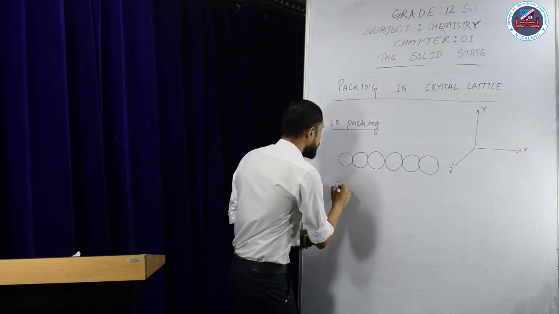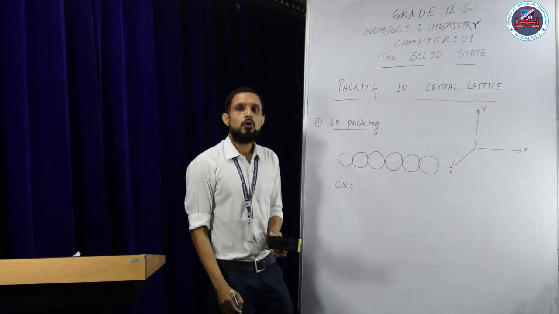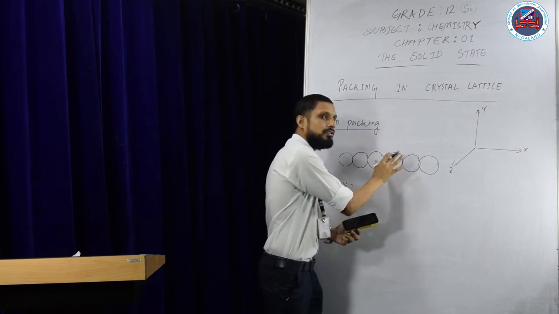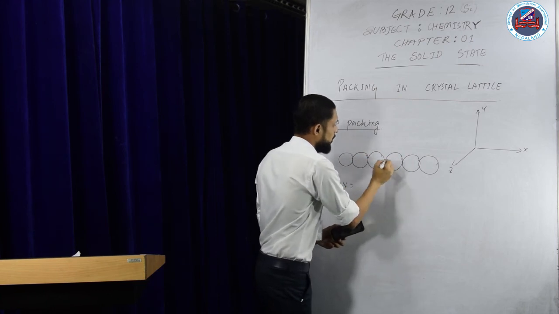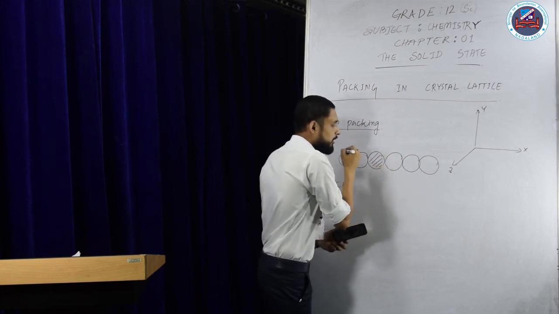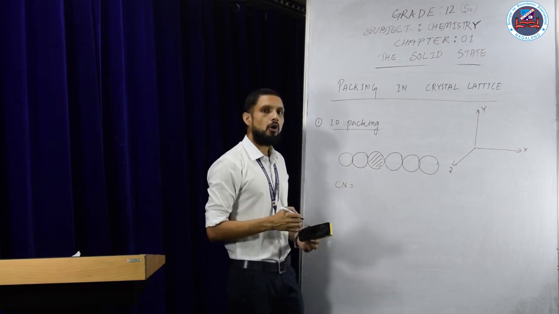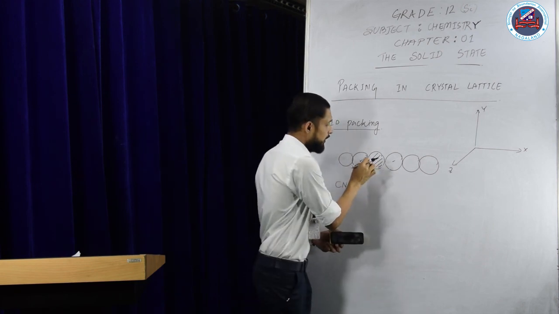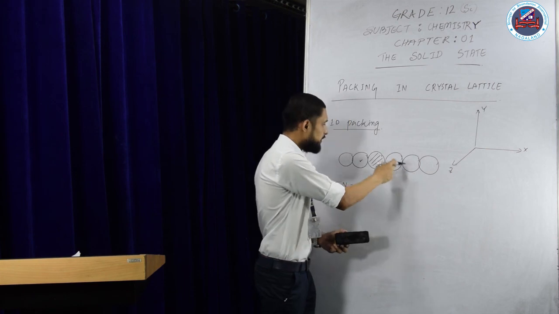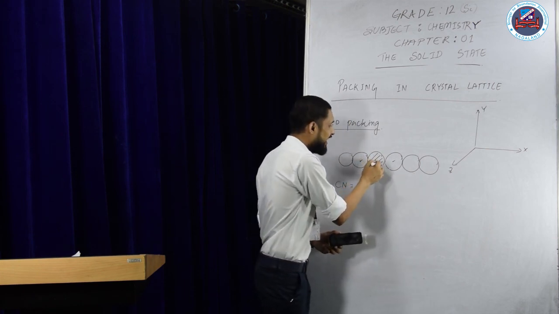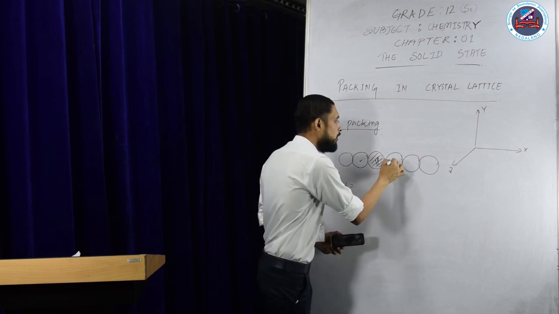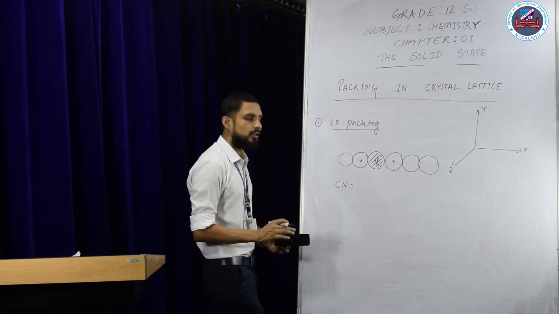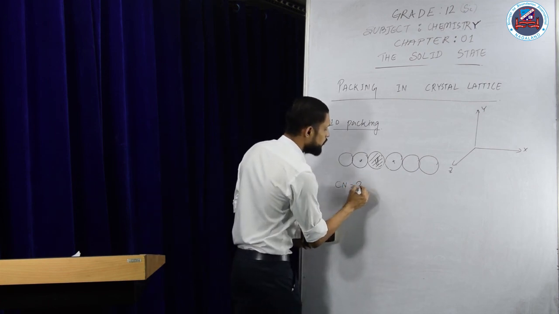Now you'll be asked the coordination number of this packing. Coordination number is simply the number of atoms which surrounds an atom in the center. Like you take any atom from the middle, like let us take this atom. Now this atom is in direct contact with only 2 atoms. Is it in direct contact with this atom? No. Is it in direct contact with this atom? No. This atom is in direct contact with only 2 atoms. So the coordination number of this 1 dimensional packing is equal to 2.